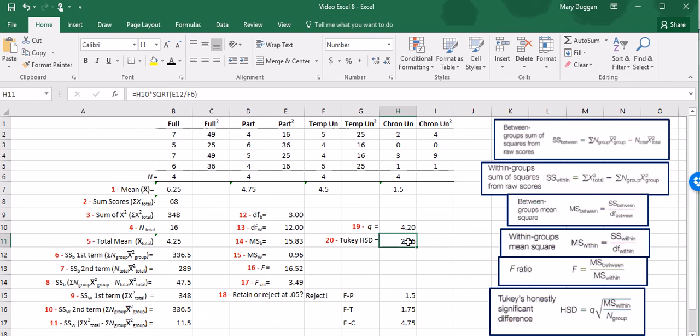Now, just eyeballing the rest of them, I can see where the difference is going to be. It's going to be between the chronically unemployed and all the rest of the groups. There's going to be more than 2.06 between the chronically unemployed and the temporarily unemployed, the part-time and the full-time. So this is where the action is actually happening. This is the group that is significantly different from all the other groups. So in conclusion, we can reject the null hypothesis that there are no differences between groups, and using Tukey's HSD, we can see that there's a significant difference in mean marital satisfaction between the chronically unemployed and all other groups.